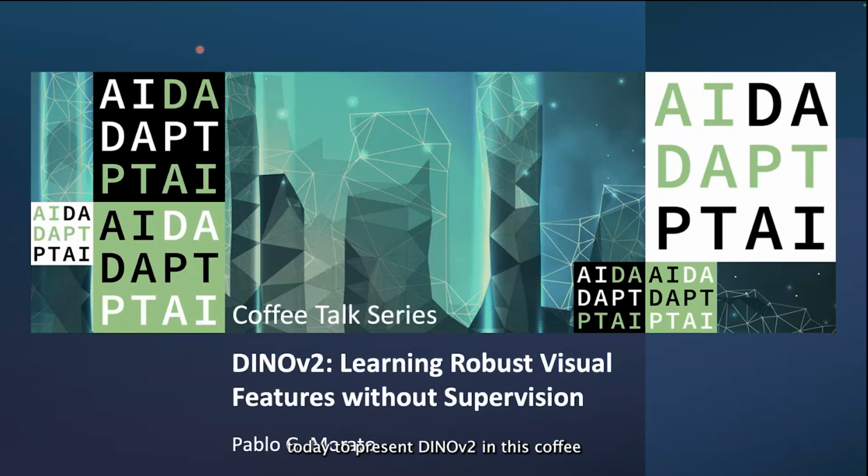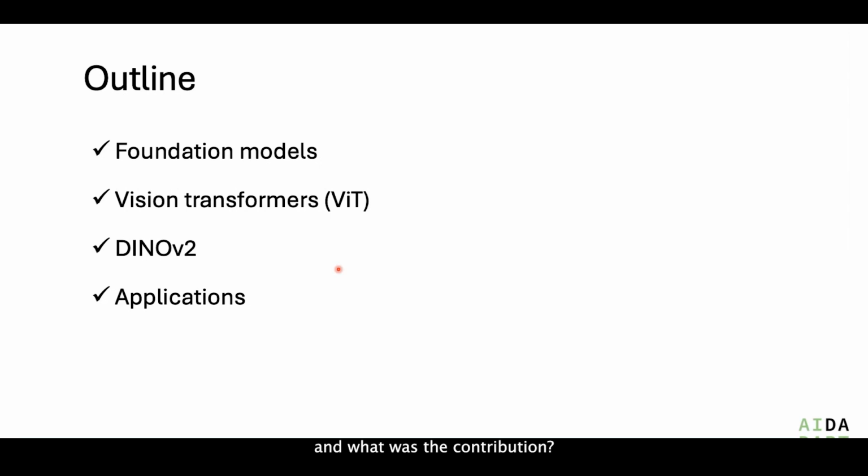Today to present DINOv2 in this coffee talk series that we have on a weekly basis. The title is Learning Robust Visual Features Without Supervision. We'll find out what that is. I'm quite excited because, at least for my work here, I consider it kind of my GPT, but for images. We'll explore what happened in this paper and what the contribution was.